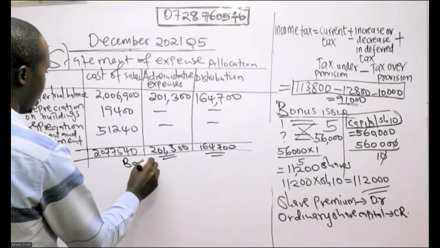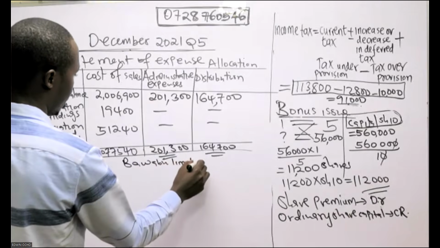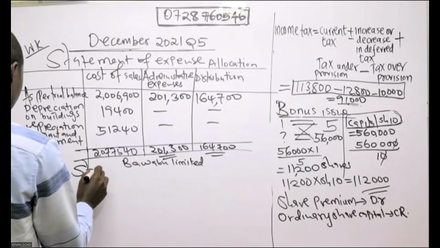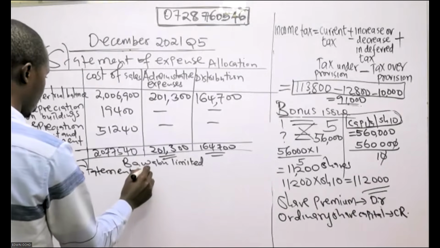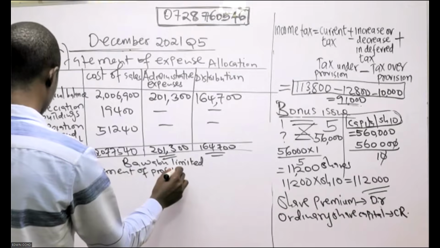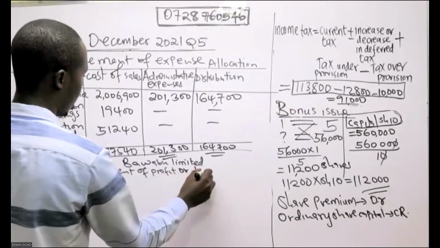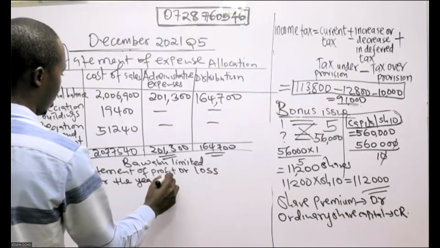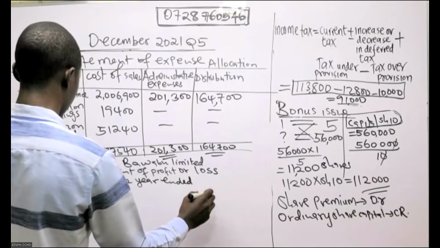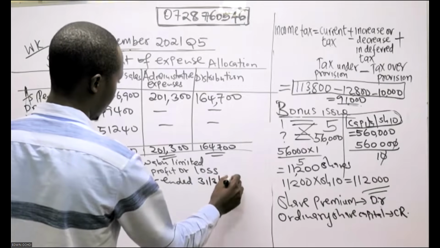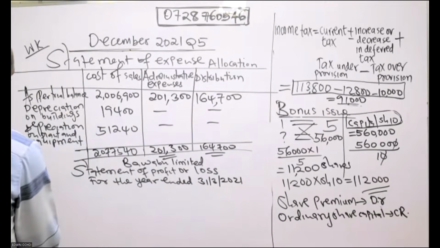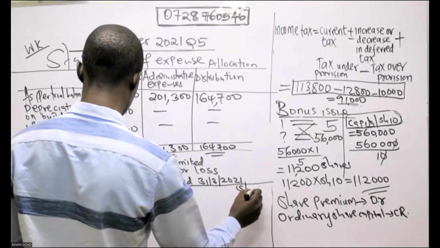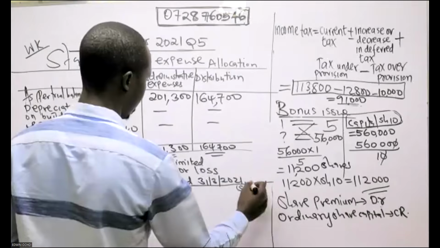Then I will come here and say Powerable Limited statement of profit or loss for the year ended 31st March 2021. So we have shillings in thousands.